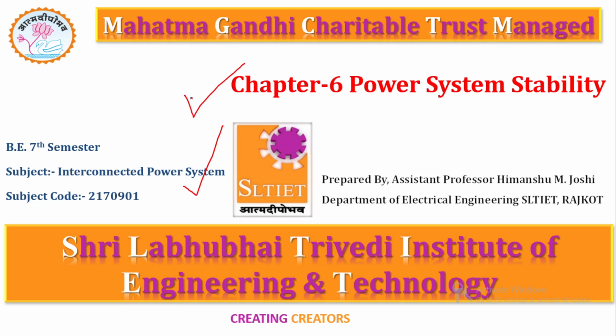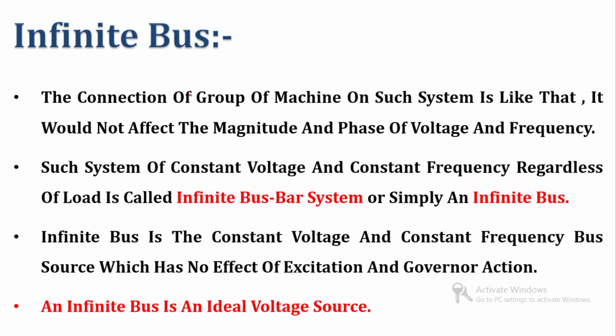So let's continue our next topic based on chapter number 6, that is power system stability. So let's define a word, infinite bus. Clear? So infinite bus is the connection of a group of machines in such a system, in which it would not affect the magnitude and phase of voltage and frequency.